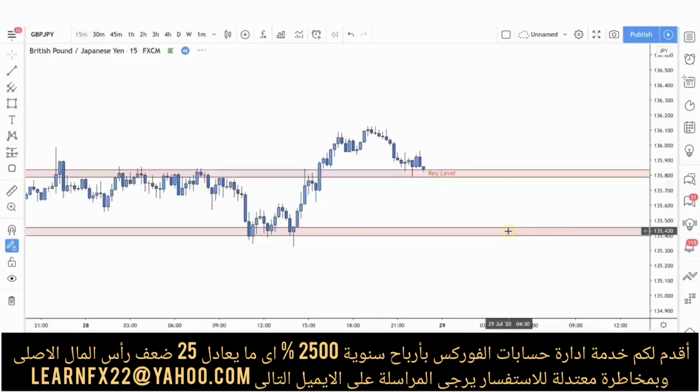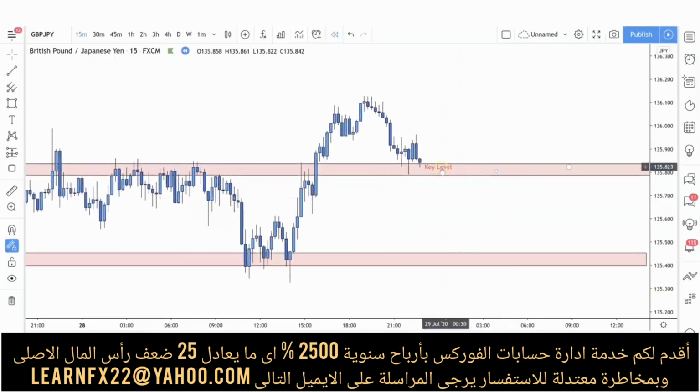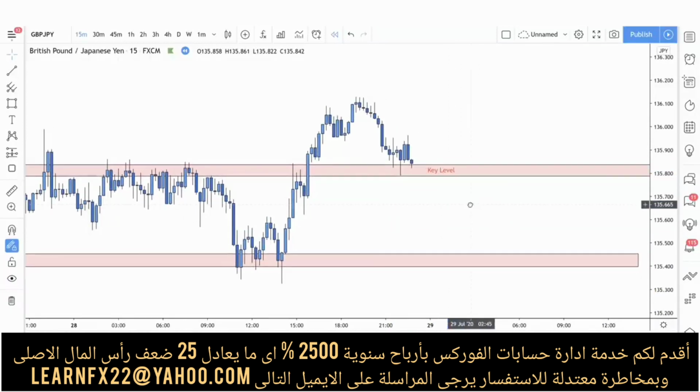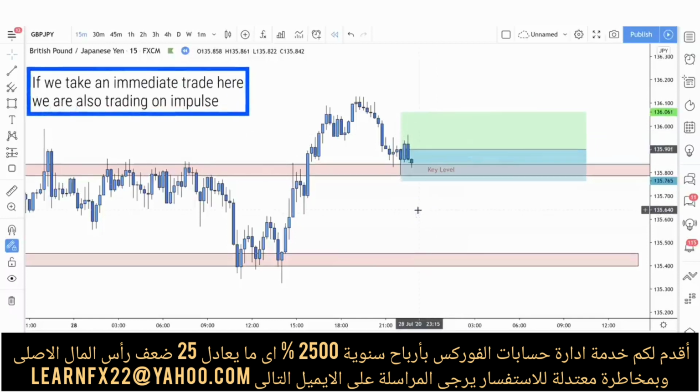We're scaling down to our entry time frame, and this is the last time frame that we need for this multiple time frame analysis. So look at this. Prices come back. Now, what most traders will do is they will look for a trade immediately on this time frame. We saw what happened when we took an immediate trade on the hourly, and look, if we take an immediate trade here, we are also trading on impulse.